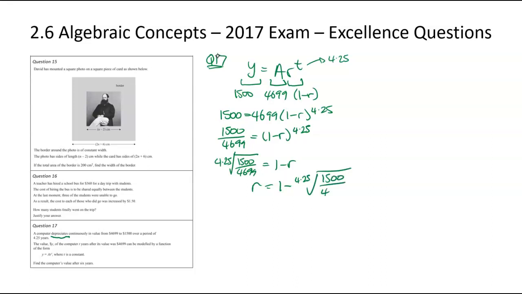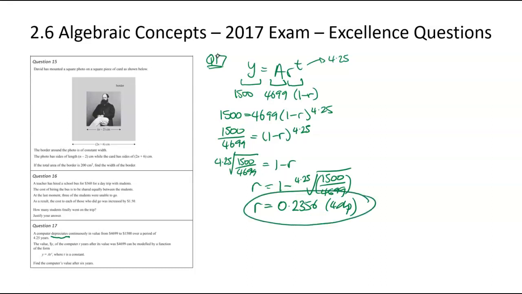1500 divided by 4699. And then we've got r is equal to, plug that into your calculator. Don't forget about the bracket sitting inside that root if you are putting it into the calculator. 0.2356, to 4 dp rounding. So what that means is it's losing about 23-24% of the value every single year.